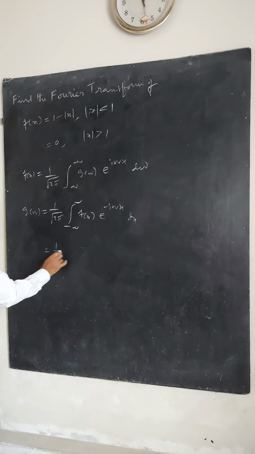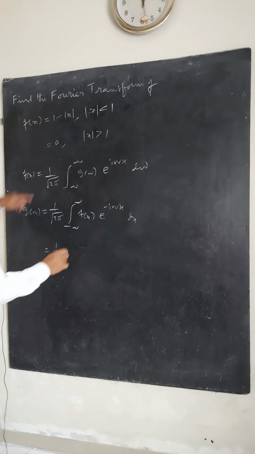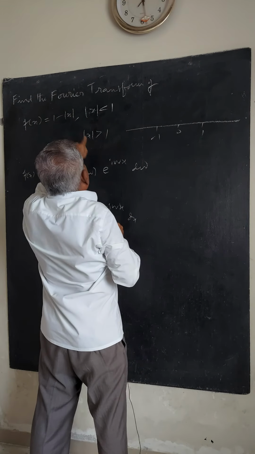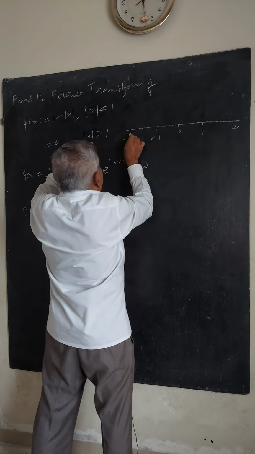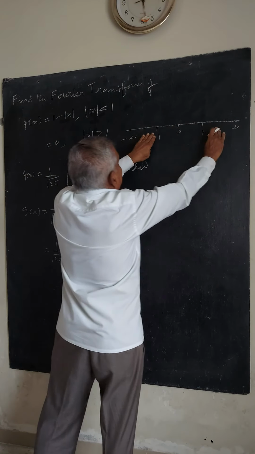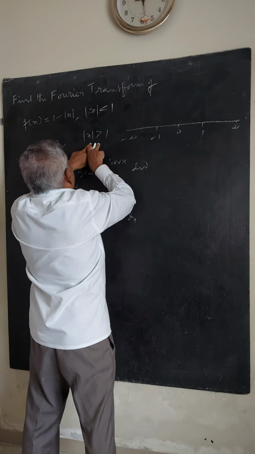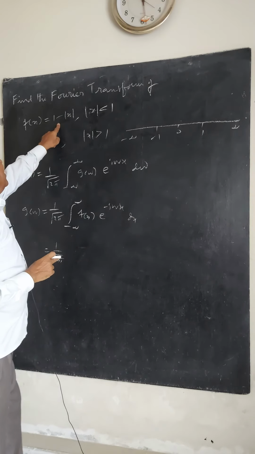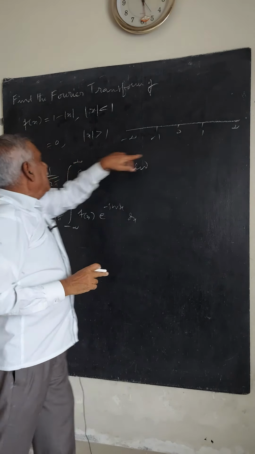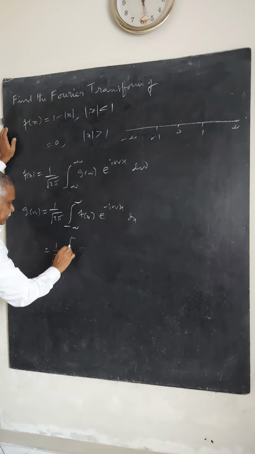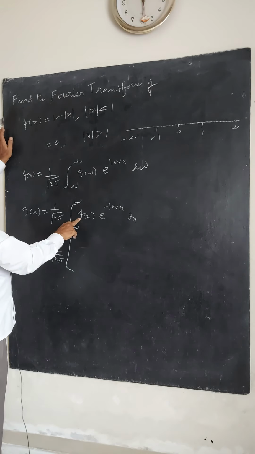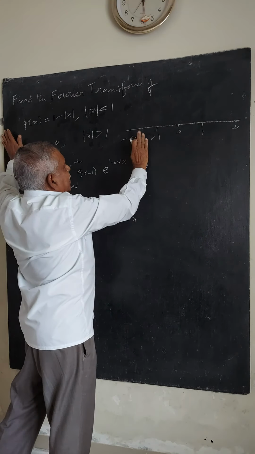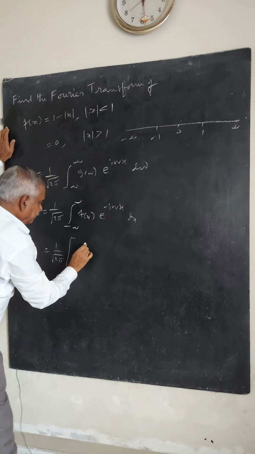Let us separate into 3 parts. This denotes minus 1 to 1. This denotes 1 to infinity and minus infinity to minus 1, the remaining 2 areas. These 2 areas are denoted by modulus of x greater than 1. Less than 1 means minus 1 to 1, where the function of x is 1 minus modulus of x. In these 2 outer areas, the function of x is 0. Let us separate into 3 areas, 1, 2, 3.